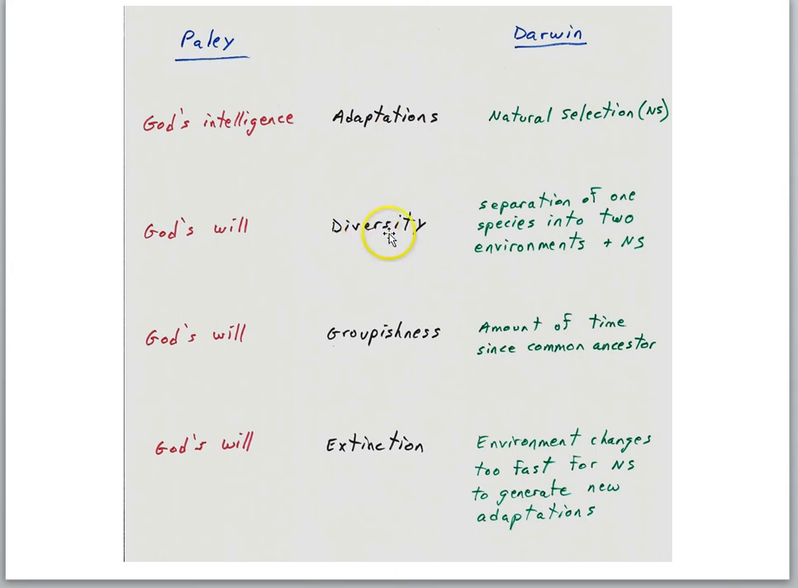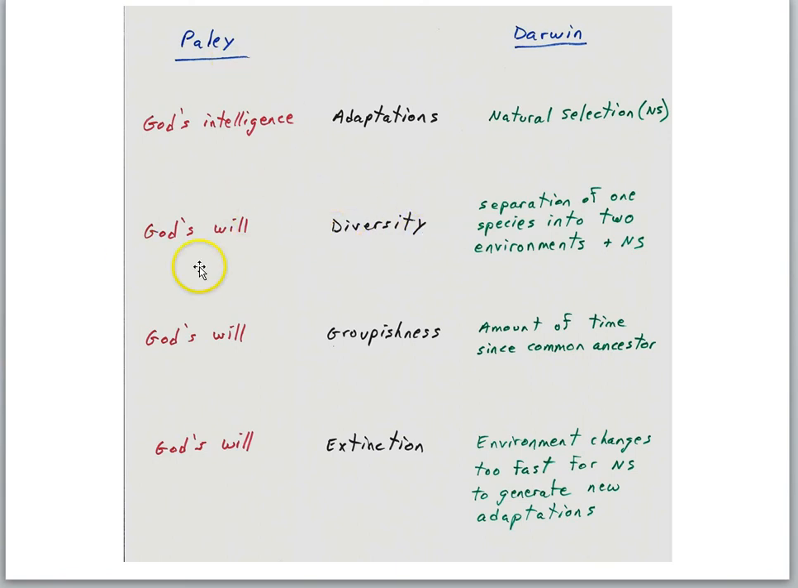For the origin of species and the diversity of species, Darwin's going to argue that the separation of one species into two environments, plus the operation of natural selection, so different selection factors in those different environments, can create two species out of one. And the fact that there are many, many ways to make a living and places to live and so on will lead to many, many opportunities for natural selection to fashion or to change and modify and sculpt species in different ways. So you'll get lots of different species.